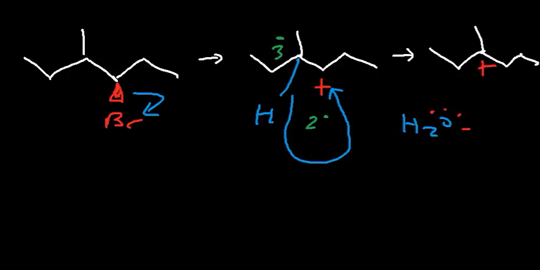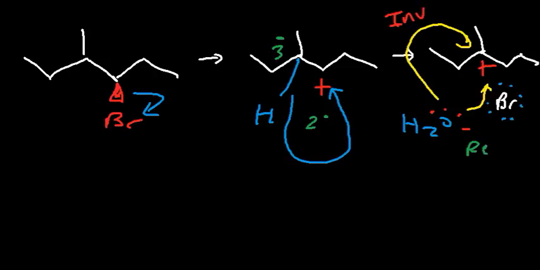Now, water can attack from this side, or it can attack from the back. However, the bromide is still somewhere in the solution, close to this side, because that's the front side. And so even though water can attack from both sides, the back side will give you inversion, and the front side will give you retention. However, to get the retention product, water has to go through bromide, and bromide has a partial negative charge. And the oxygen in water is partially negative as well. So water is repelled by that bromide. And so that's why inversion is favored more than retention.